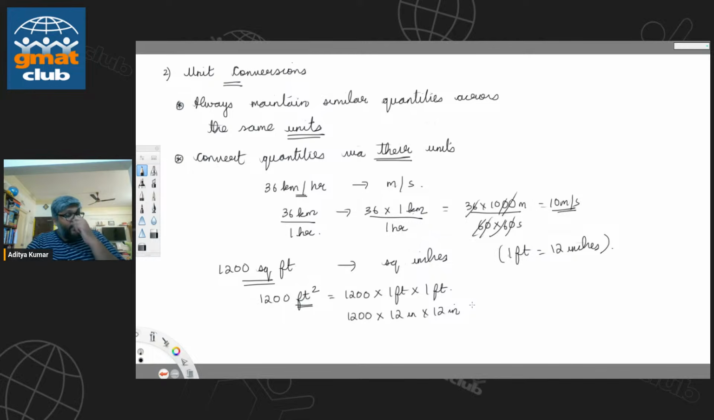So remember, this is something that you're going to find in this topic. Always try to maintain units, maintain quantities across the same unit. And second, convert quantities via the units. Write down the units for the conversion and do the conversions via the units. All right. That's the second.